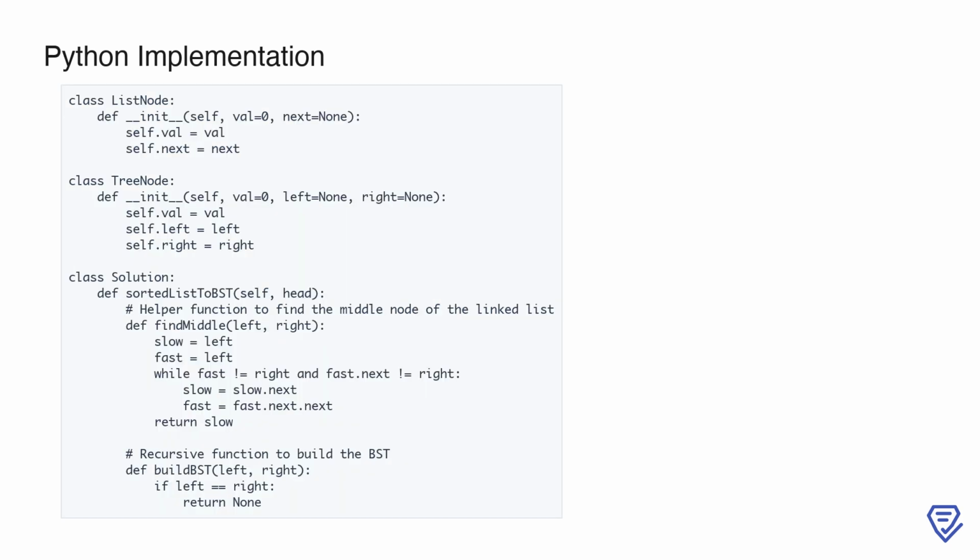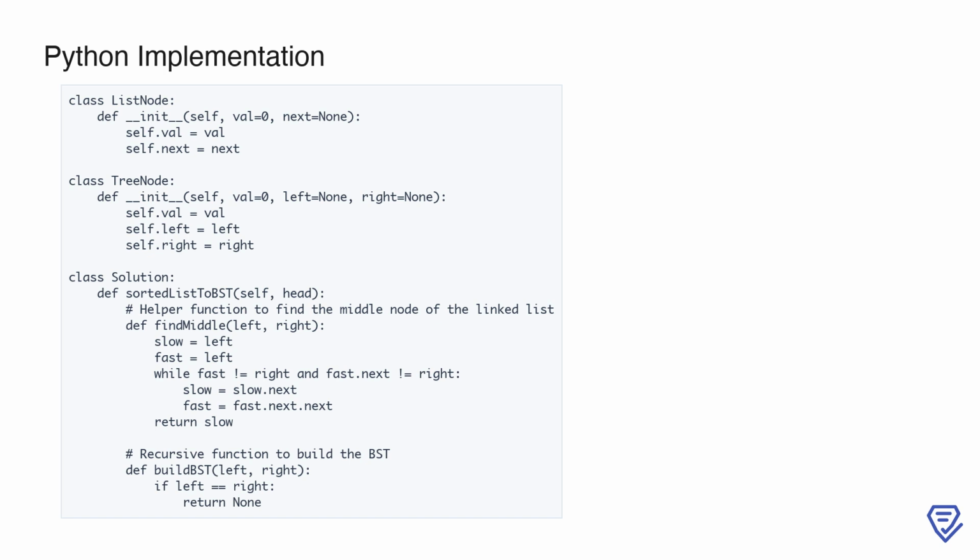To solve the problem of converting a sorted linked list into a height-balanced binary search tree, we start by defining the basic building blocks. First, we have the ListNode class, which represents nodes in our linked list, and the TreeNode class, which represents nodes in our binary search tree. The ListNode class contains a value and a pointer to the next node, while the TreeNode class includes a value along with pointers to the left and right child nodes.